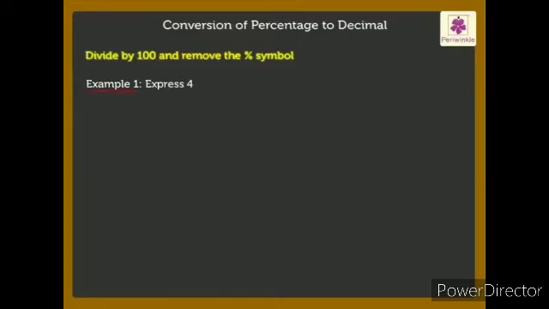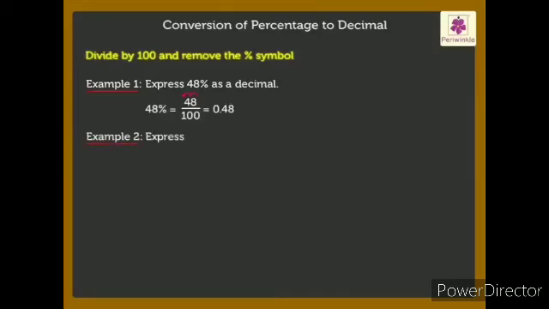Let's express 48% as a decimal. So here we divide 48 by 100 and remove the percentage symbol. Thus, we get 48% is equal to 48 upon 100. We can write this decimal fraction as a decimal number by moving the decimal point 2 places to the left, as the denominator has 2 zeros. Thus, 48% is equal to 0.48.